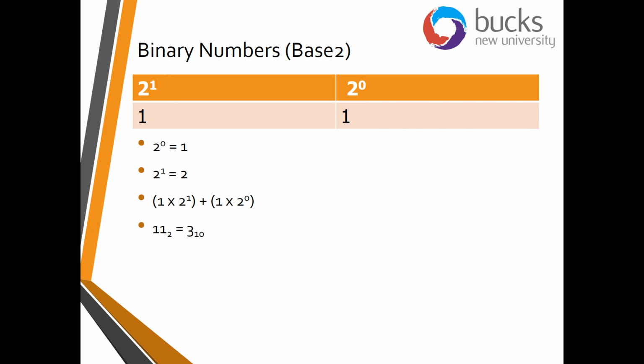So in terms of representing this number, we could say it's 1 times 2 to the 1 plus 1 times 2 to the 0, which would equal 3. Because 2 to the 0 is 1, and 1 times anything is the same, so it's 1. And then 2 to the 1 is 2, so we've got 1 of 2. So 2 plus 1, in this case, gives us 3. So 1, 1 in binary equals 3 in decimal.